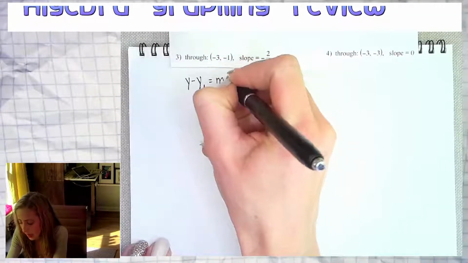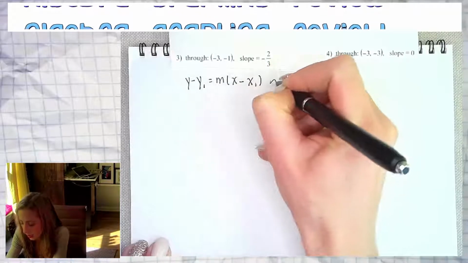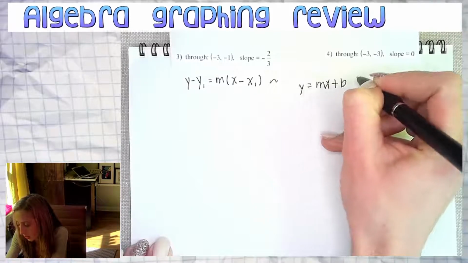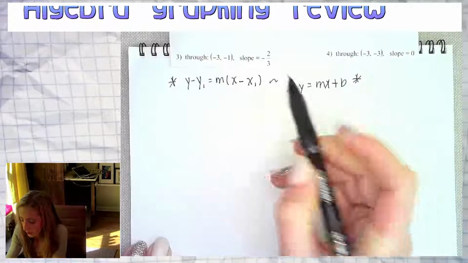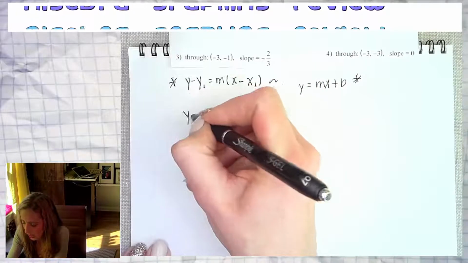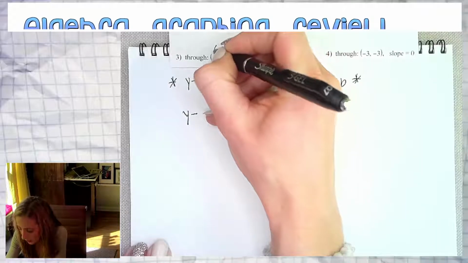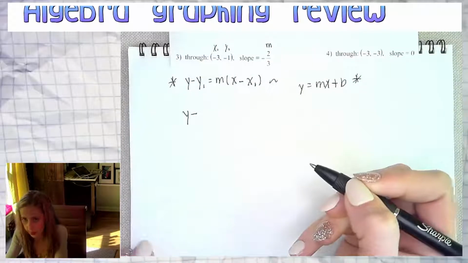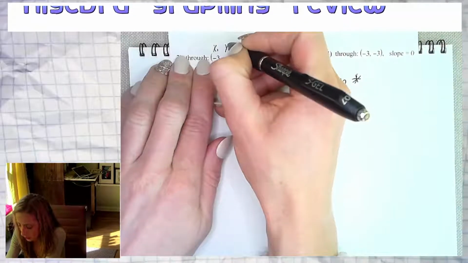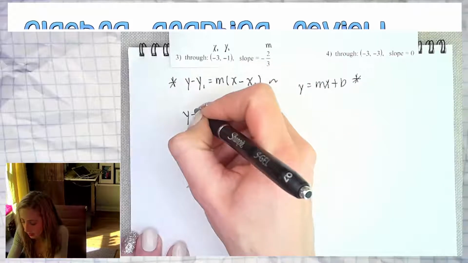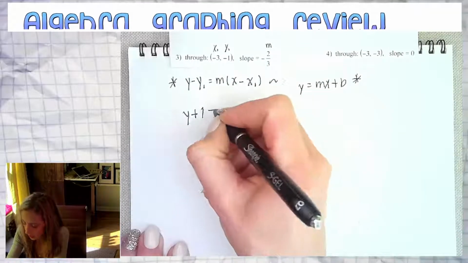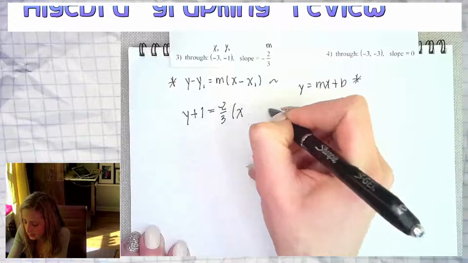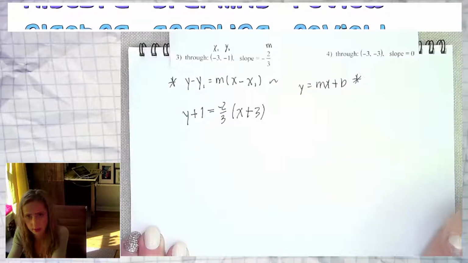Y minus y1 equals m times x minus x1, and then we're going to transition into y equals mx plus b. That's our goal, all right? That's what we're trying to do here. Got my slope, got my point. Y minus, now maybe we label it up here, x1, y1, m, all right? Don't be too proud to label your stuff, okay? Y minus negative, I'm going to save a little space, plus 1, bam. Negative 2 over 3, parenthesis, x minus negative 3, plus 3, because I'm so smart. Got it. All right.